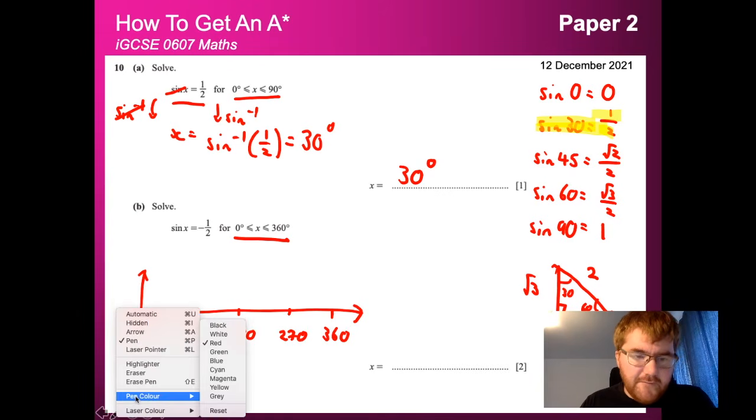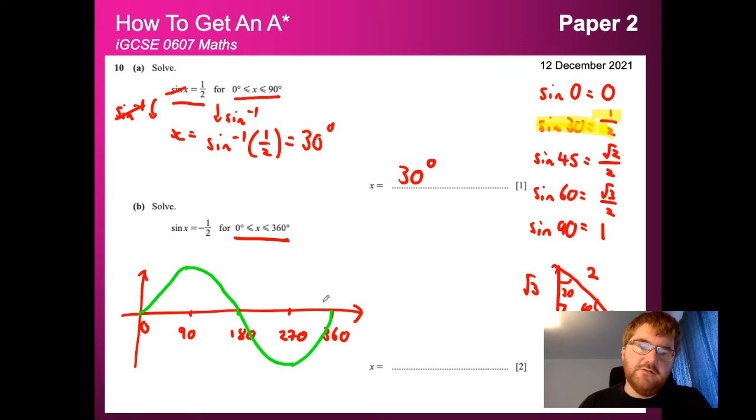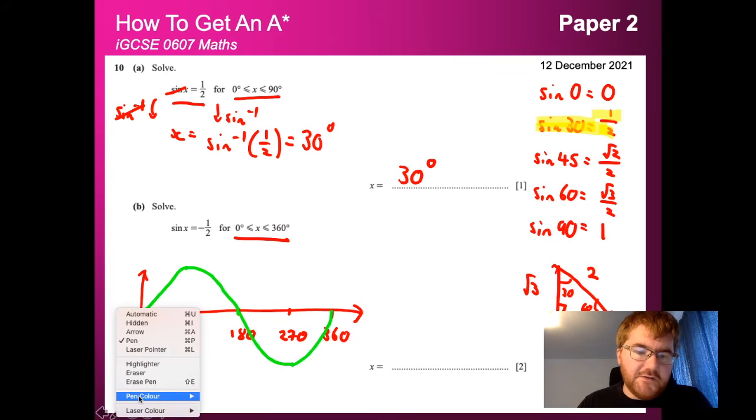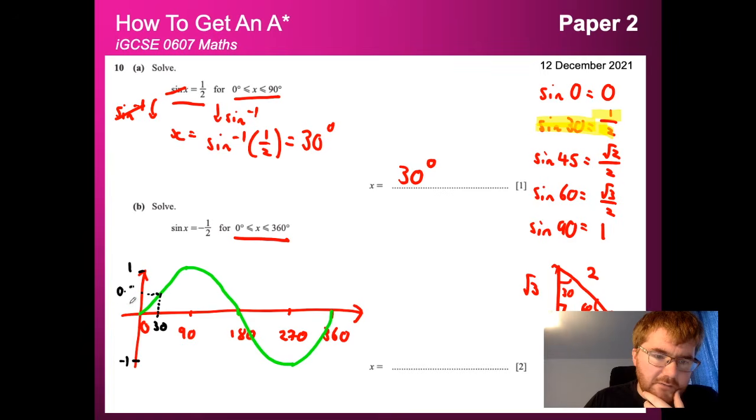If I draw the graph here, let's do this in green, notice it follows the values I put here. It goes up to 1, because sine 90 is equal to 1, sine 180 is equal to 0, sine 270 is equal to minus 1, and sine 360 is equal to 0 again. If I put on the labels here, this is minus 1, and this is plus 1. Notice sine 30 was equal to a half, so if I read this off at 30, this is equal to a half, or 0.5.